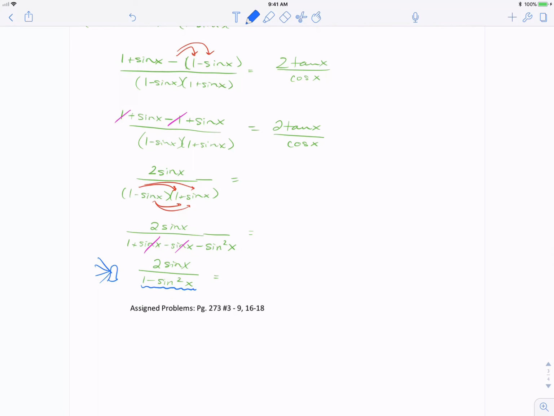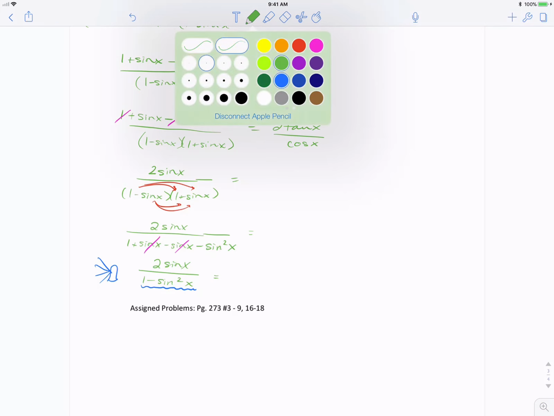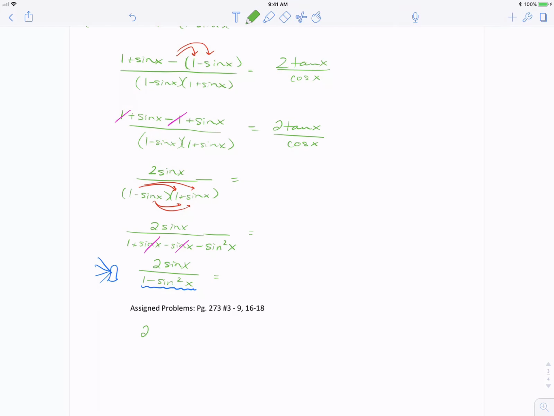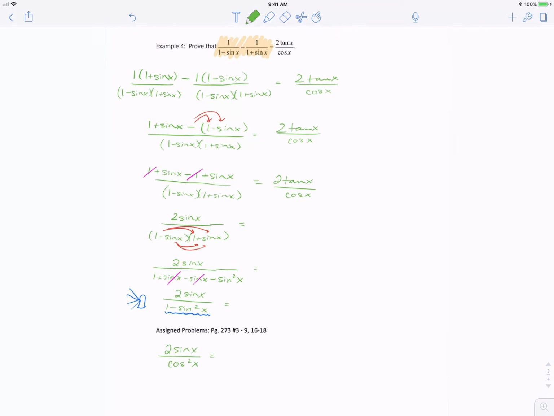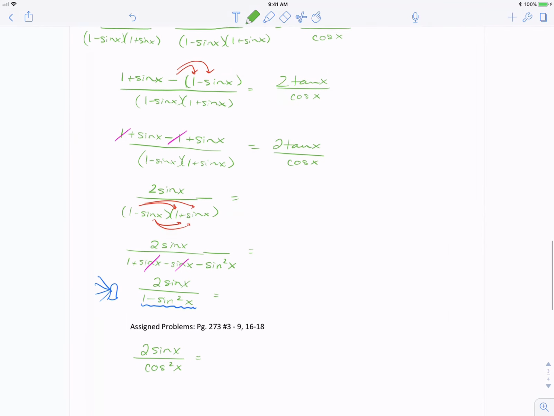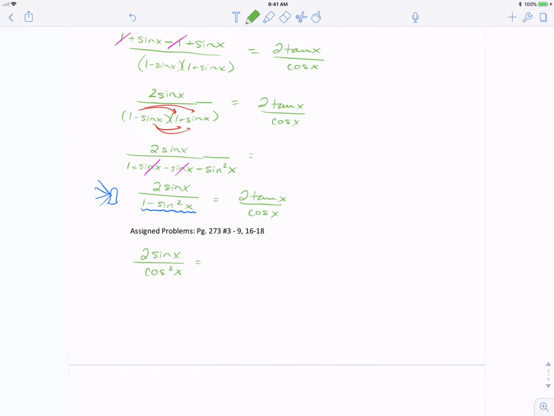This is our identity. Remember, cos squared x. Okay, this becomes 2 sine x all over cos squared x. And remember, I'm always looking up to the top. Does it match the right-hand side yet? 2 tan x over cos of x. So it doesn't match yet, so I'm not done.